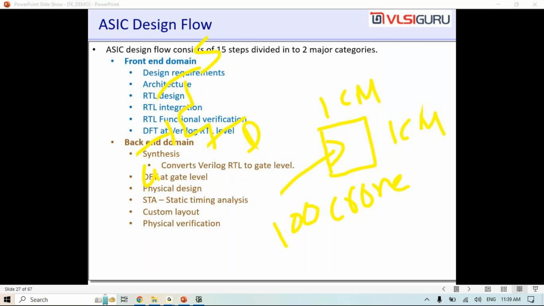For every transistor you have to supply a voltage. For every transistor. So you have to supply current for what? 100 crore transistors. And you have to connect all of them to the drain. So a lot of complexity is actually involved. It's very difficult to imagine at this stage, but if you get into that level, you will see a lot of complexity.